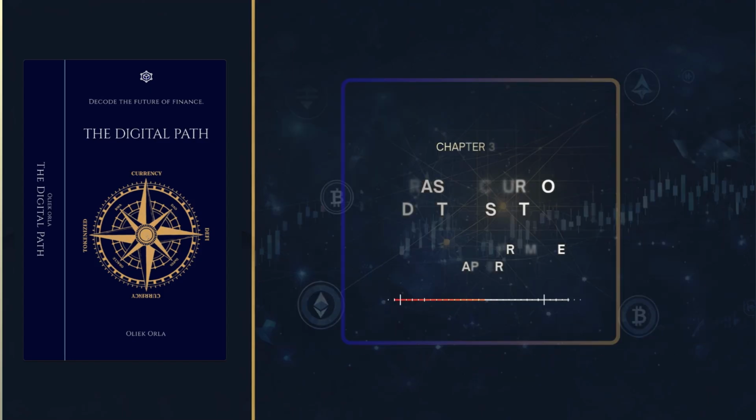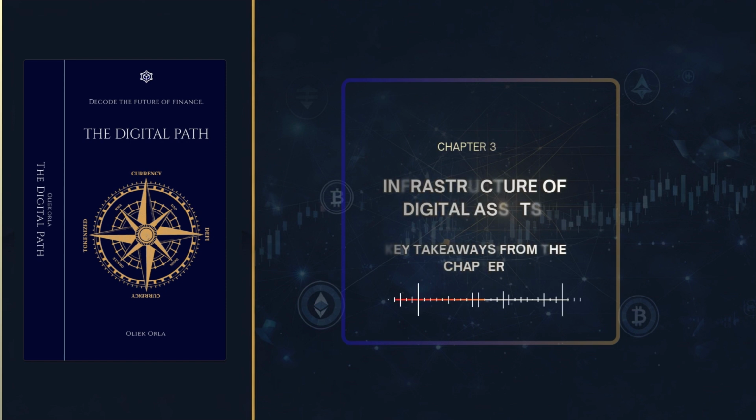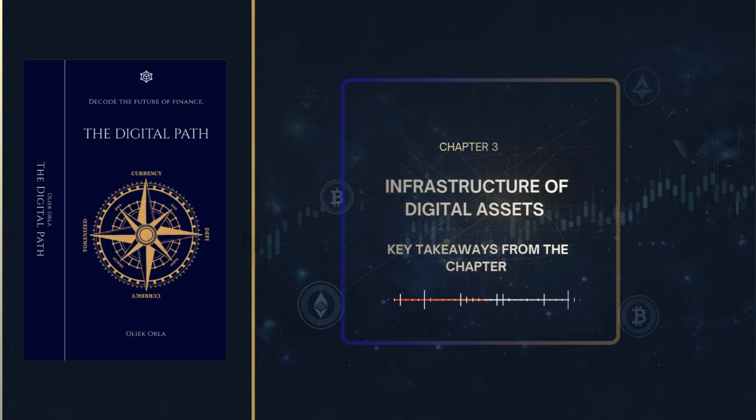Key takeaways from the chapter. 1. Layer of blockchain project development. The first and most important step is understanding which infrastructure layer a project is built on within Ethereum or any other network. This determines its architecture, strategic direction, scalability potential, and readiness for integration with real-world businesses and the traditional economy.